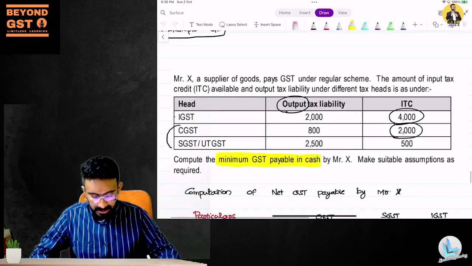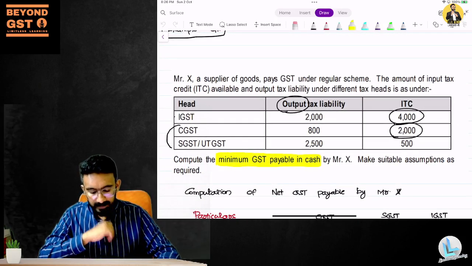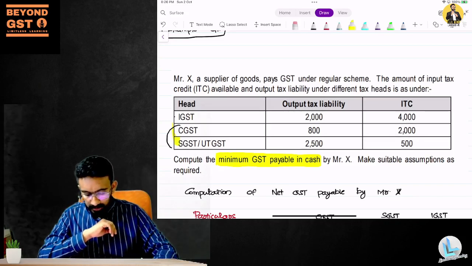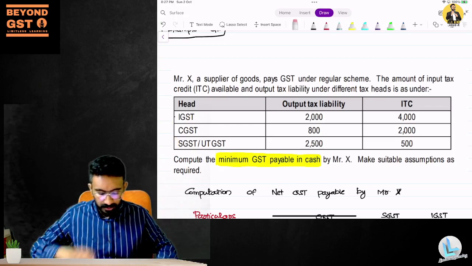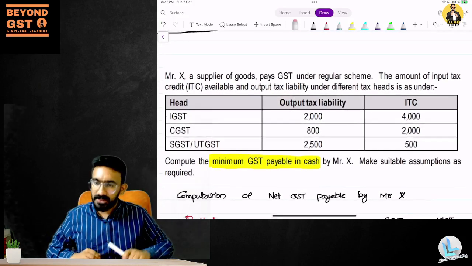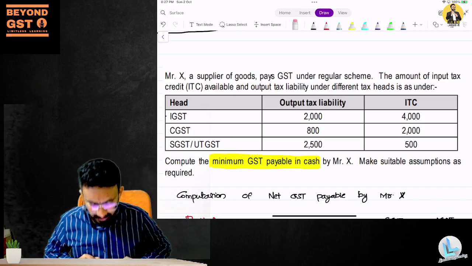Look at this example question. It's from RTP. When the manner of utilization of credit changed, they put up a question like this. So I want you to fill up the net GST part alone and then compute the answer for this. I'll read the question for you.